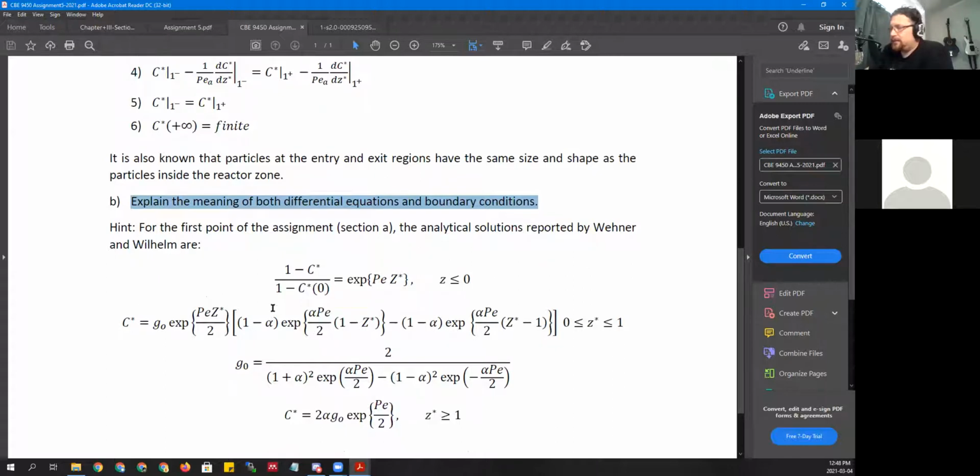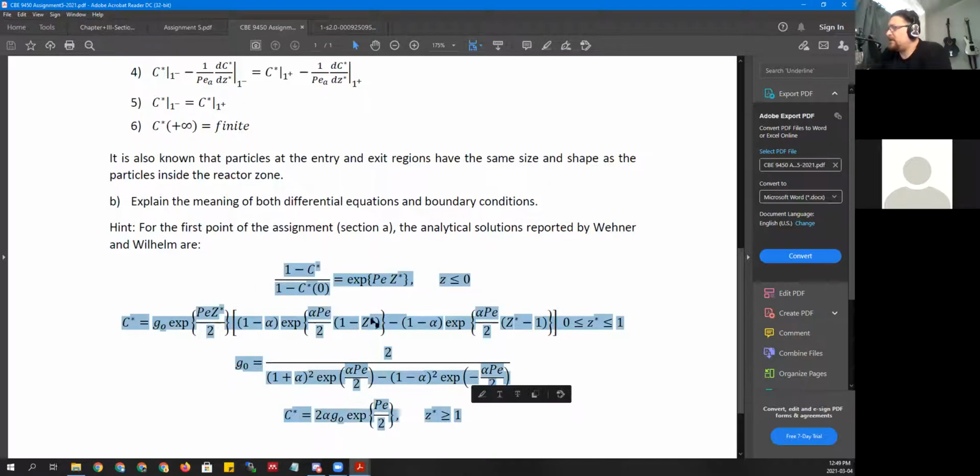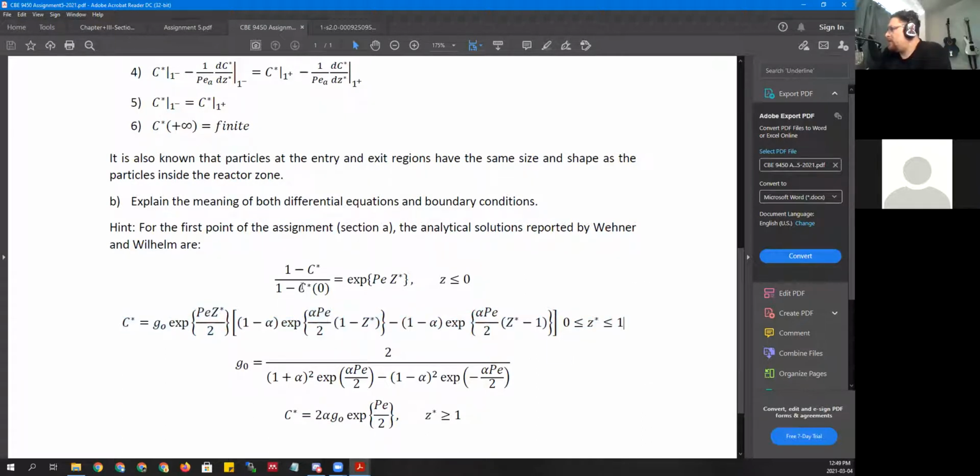And there is a hint. They say that someone did this before you guys, and the name of this someone is Wegner and Wilhelm, and their conclusions are these. Actually, this is the solution of the system. Okay, so this is the solution for the first equation. As you can see, this would be the solution for the second equation, with G0 being this. And this is the solution for the last equation.